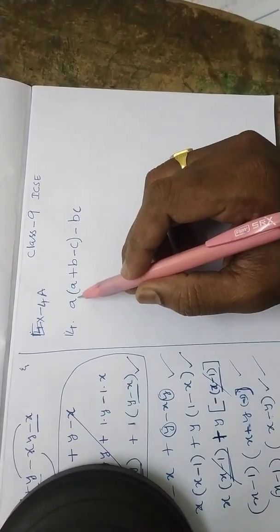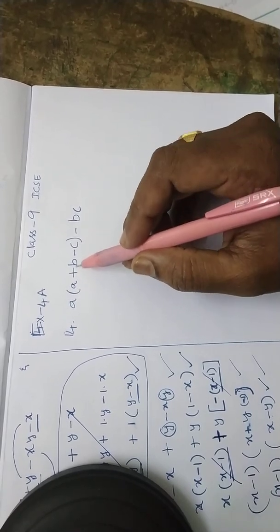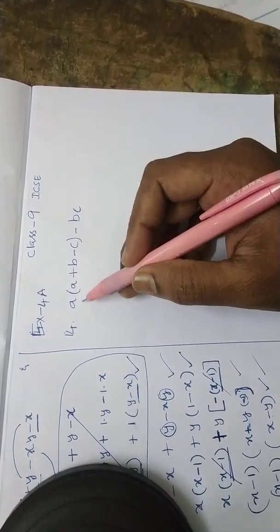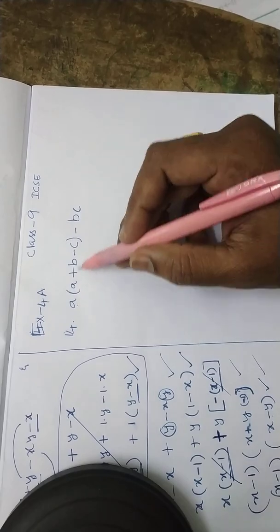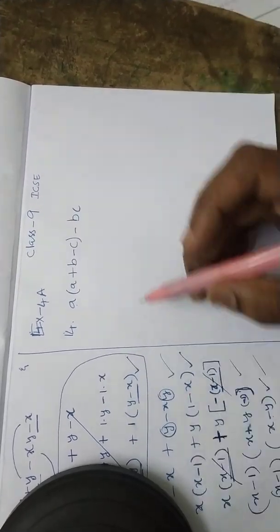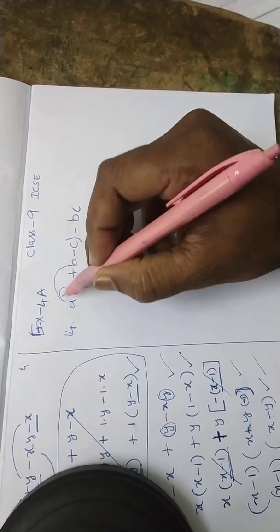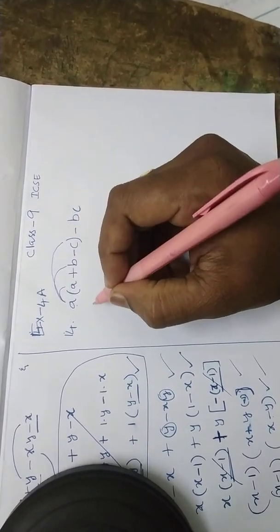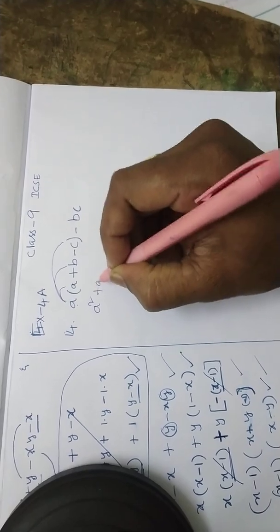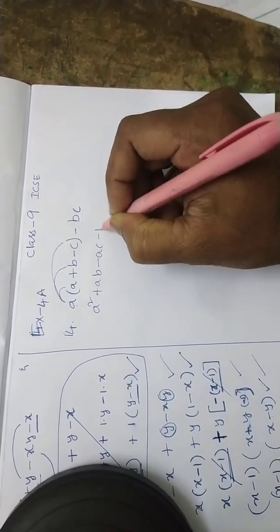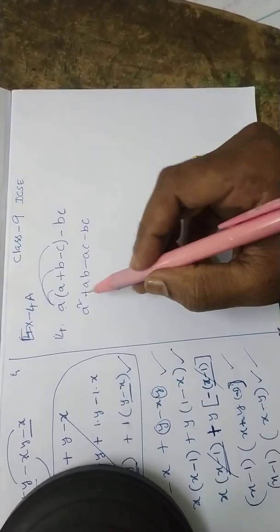Here, always try to take the common factors, but here it is monomial into trinomial minus monomial. So in this case, when a product is there, you first multiply. As you multiply, you will get a square plus ab minus ac minus bc. Now you try to take the common factors.